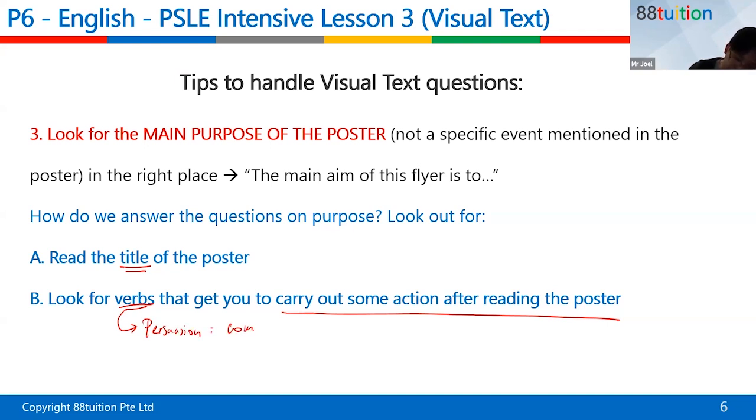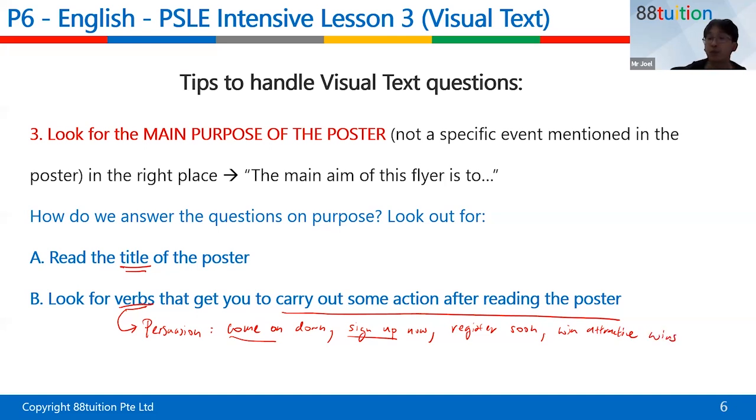like come on down. What else do you have? Sign up now, and then come on. What else? They will ask you to register soon, win attractive prizes, blah, blah, blah. All these things mean your purpose is persuasion. That's why they created it. It's to persuade you to join the event, register for the event, whatever.